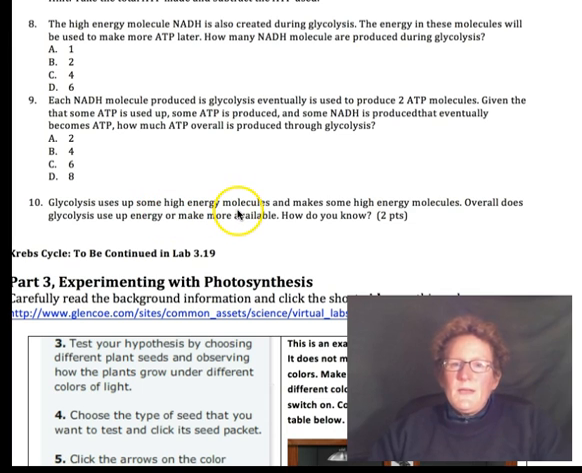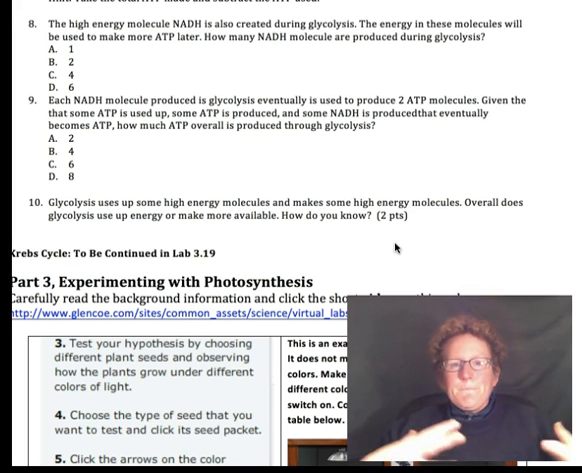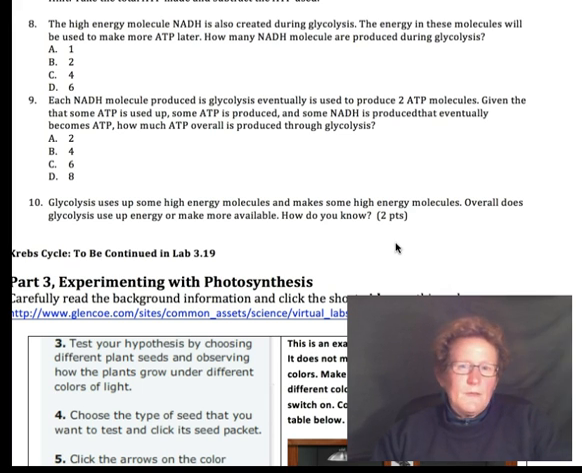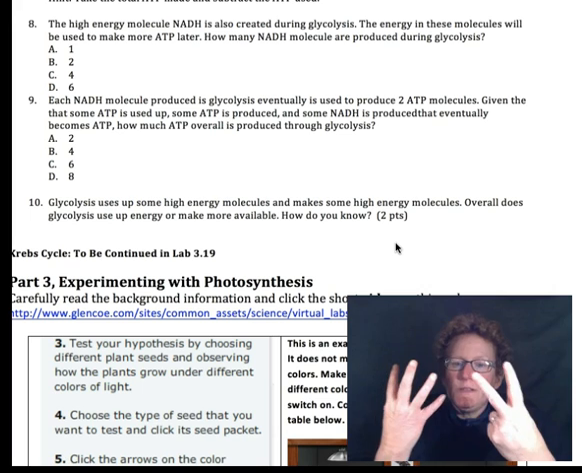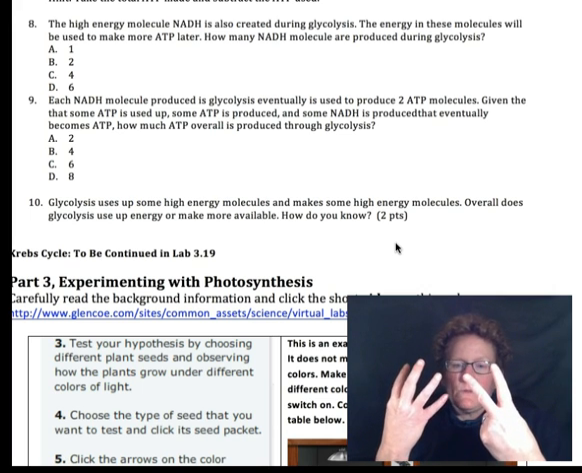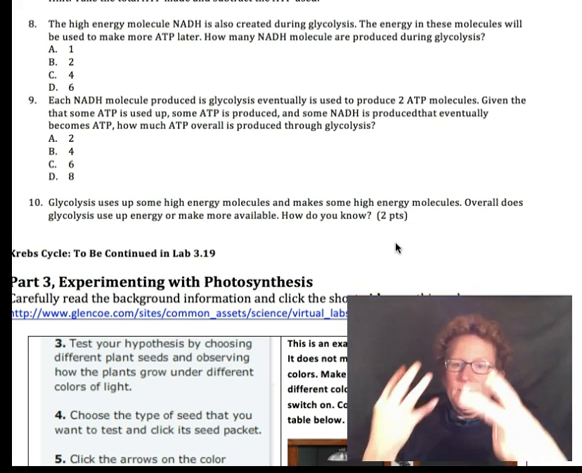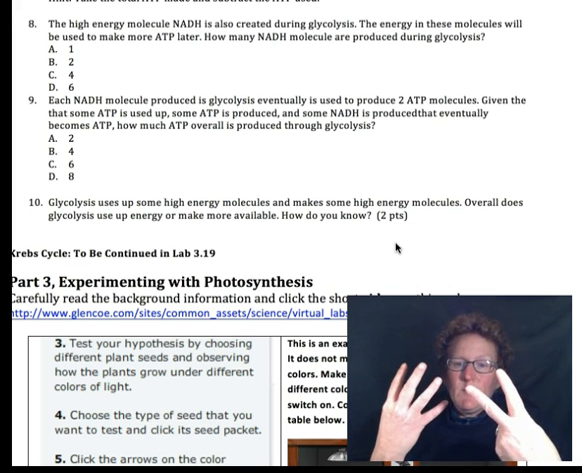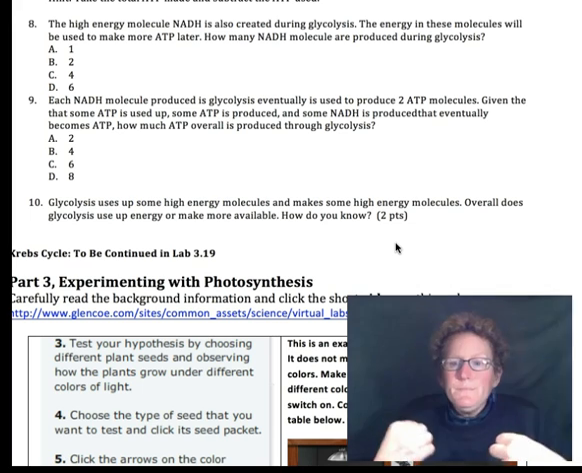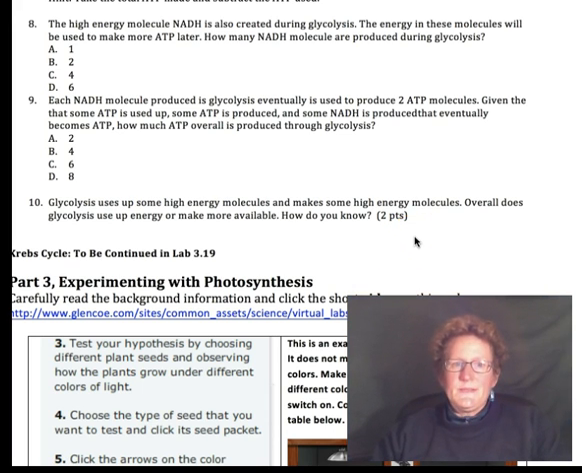Glycolysis uses up some high energy molecules and makes some high energy molecules. Overall, does the process of glycolysis, breaking down glucose to make ATP, use up energy in the cell, or does it make more energy available to the cell? Think about that. Remember, there's this many ATPs that are produced as a result of glycolysis, and that's a way of making energy available to the cell. ATP is a nice high energy molecule, and when the cell breaks it down into ADP, energy is released for cell processes.